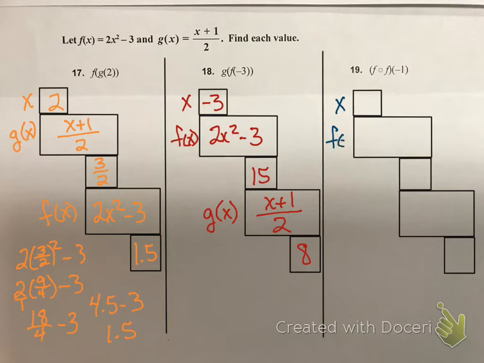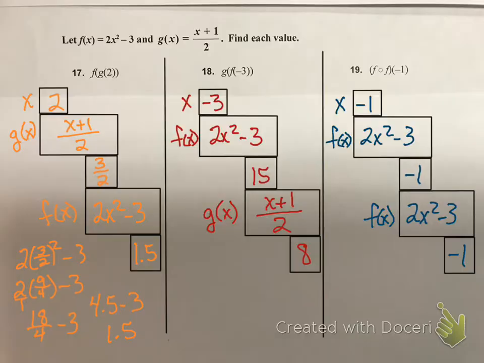Okay, and then number 19, some of y'all were kind of thrown off by this. F of f of x. So we're just going to apply the f of x twice. Okay, so plug that in. -1 for x. -1 squared is 1, times 2 is 2, minus 3 is -1. Plug in -1 again and it runs through the process and we still get -1.